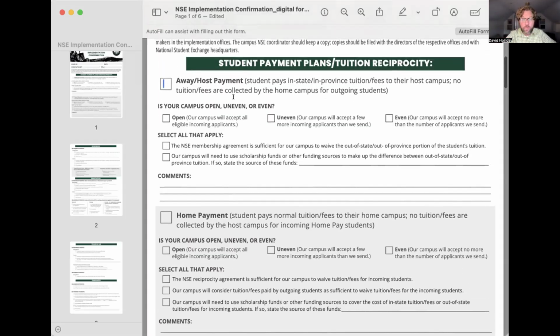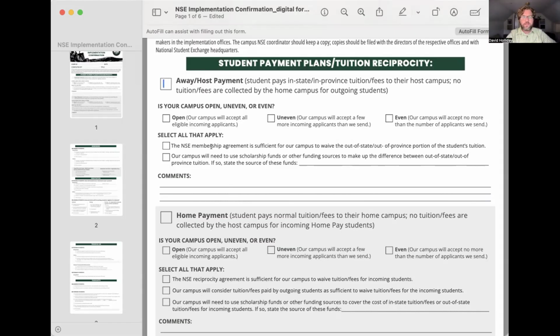Now I'll go back up here to away payments, and I hope all of you know this, that we did revise the terminology. We've been using host payment for the last many years. For a variety of reasons, we have revised that to away payments moving forward. And away payment means the student pays in-state or in-province tuition and fees to their host campus. No tuition or fees are paid to the home institution. So again, establish your policies. Are you open on away payment? Are you uneven? Are you even, et cetera, on that payment plan as well?